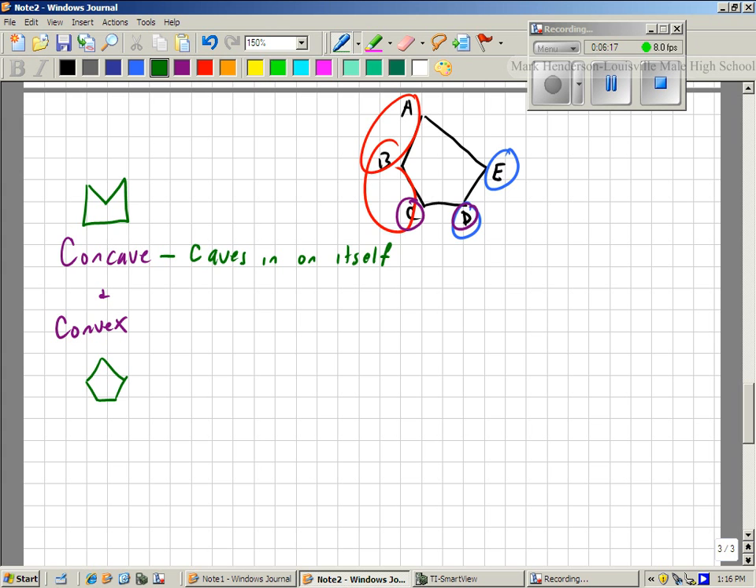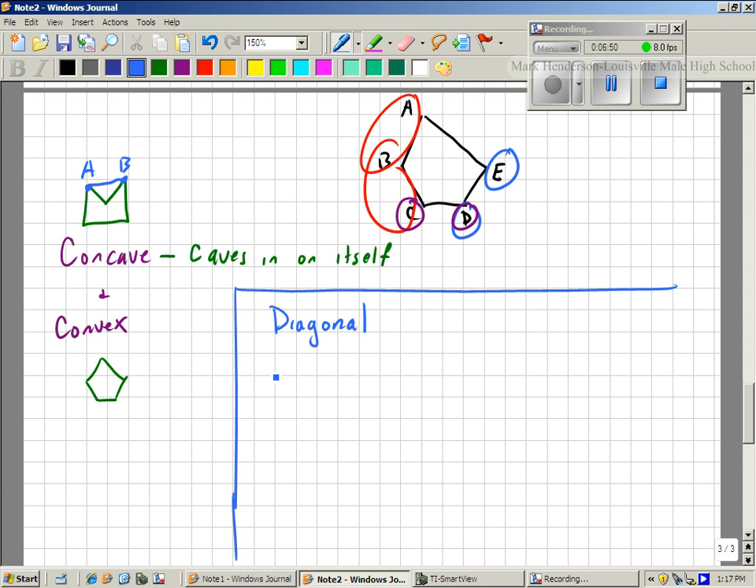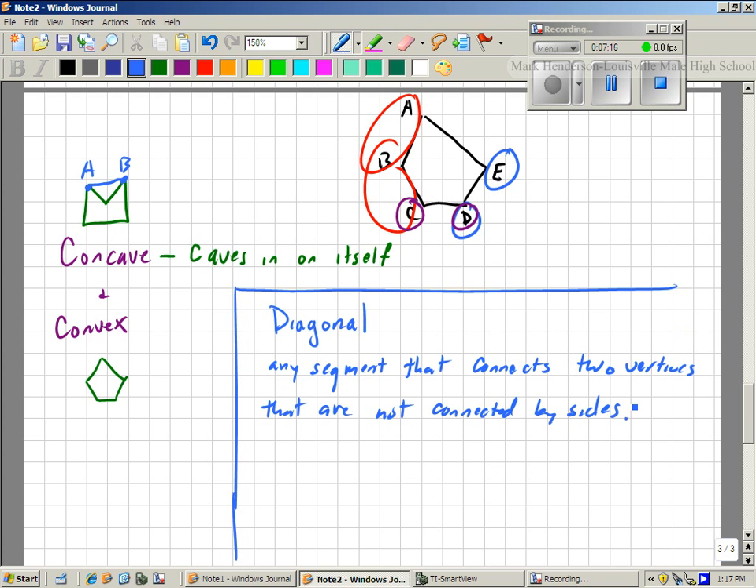So again, concave caves in on itself. Isn't that special? I know. I think that's a nice little way of remembering it. The technical definition is that it has a diagonal that's on the outside. So if this is vertex A and this is vertex B, it goes from A to B. Does that make sense? Which leads me to the last thing. What is a diagonal? A diagonal is any segment that connects two vertices that are not connected by sides. Does that make sense?